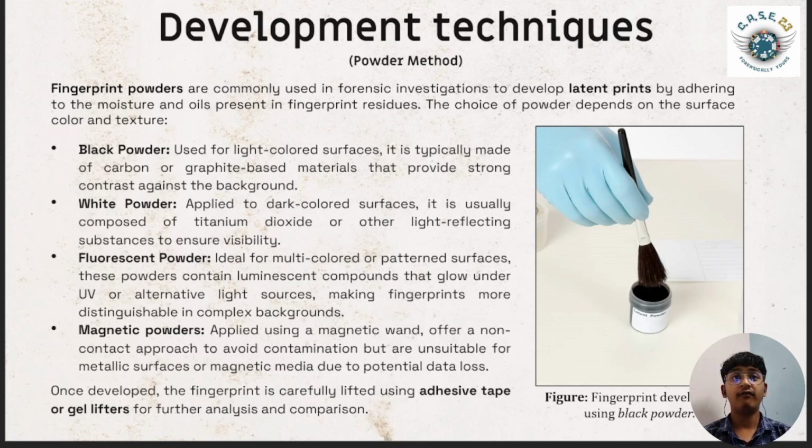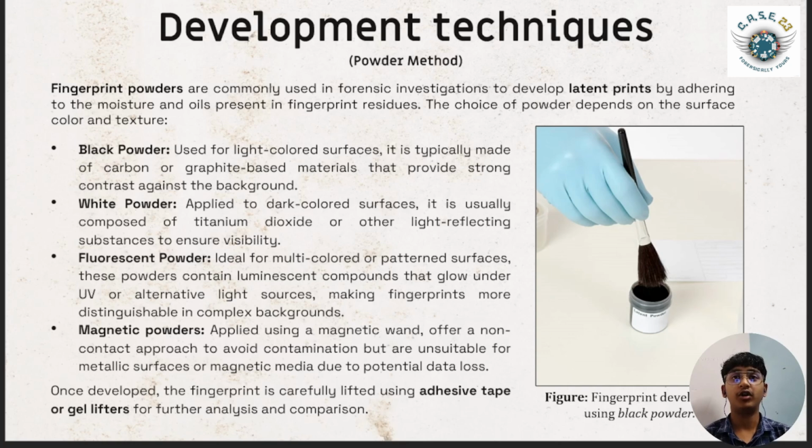And then there are fluorescent powders. Here's where things get really cool. On colorful or patterned surfaces, normal powders might not work well. That's where forensic experts use fluorescent powders, which glow under UV light. Imagine shining a flashlight in the dark and suddenly seeing fingerprints appear. Pretty awesome, right? And then the last type of powders are magnetic powder.